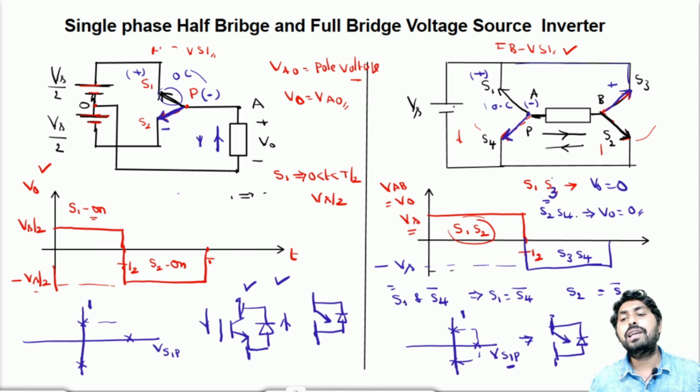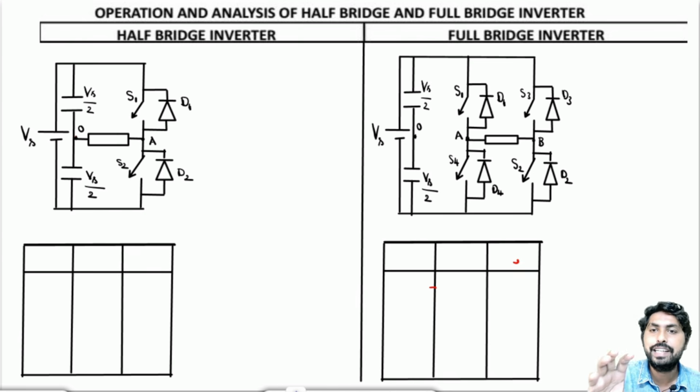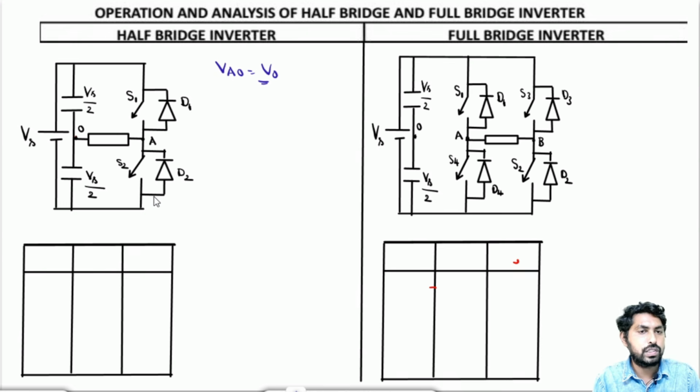So now let us draw the circuits of the half bridge and full bridge inverter. This is the circuit of the half bridge inverter, and here it is the circuit of the full bridge inverter. Here VA0 is equal to V0, which is equal to the output voltage. Let me assume the load current I0 will be like this.